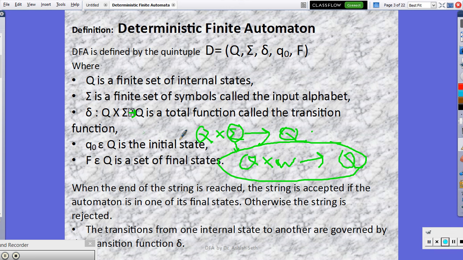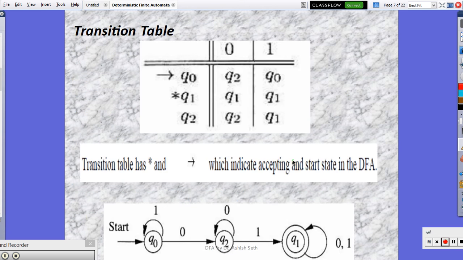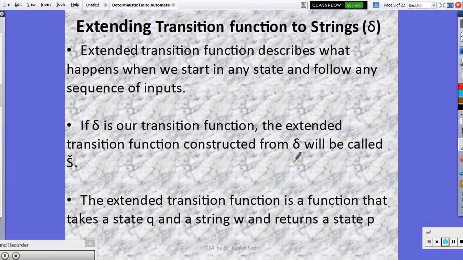So a normal transition function works for a single input value, but an extended transition function works for an input string, a set of letters, a set of input characters. So if this is our transition function, then the extended transition function constructed from the transition function will be called transition cap. Normally the notation for representing the extended transition function is this transition cap. This represents the extended transition function.